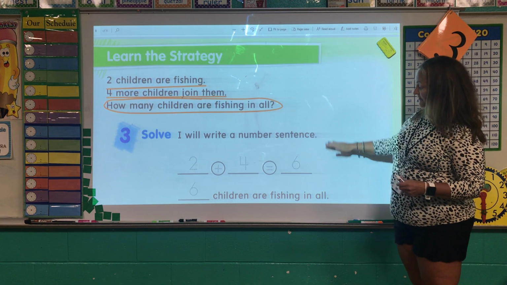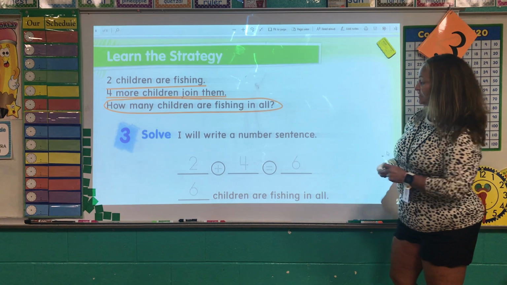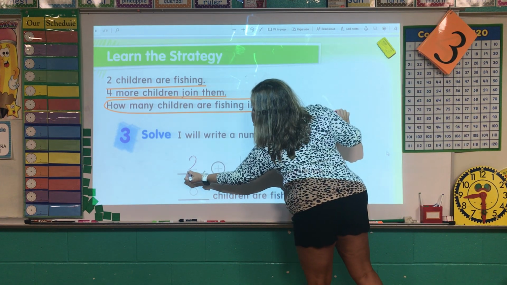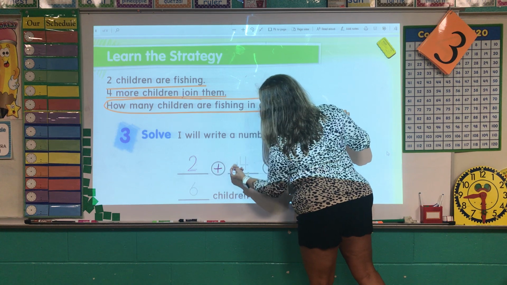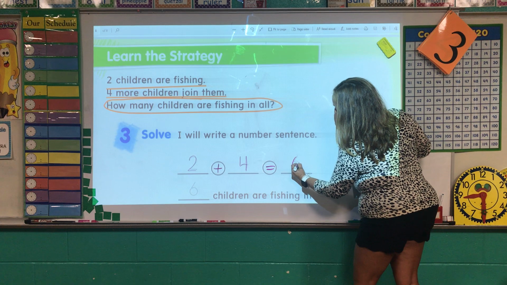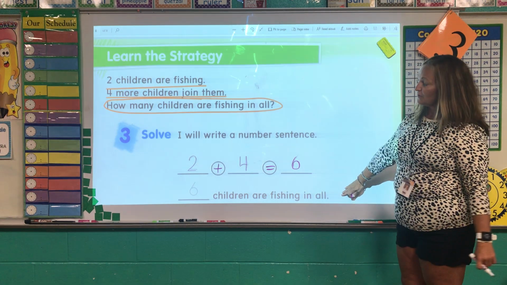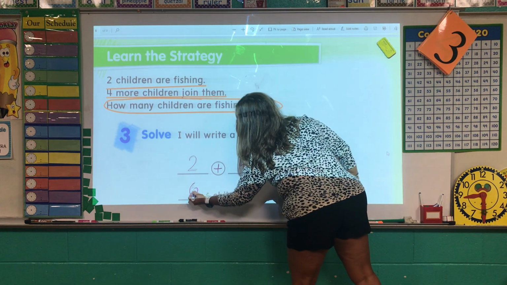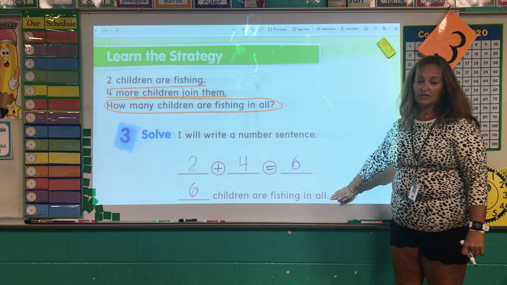So when you go to solve this, this is just what I did on the other page. We already did our number sentence back there. So you're just going to say there were 2 children fishing plus 4 more children fishing makes 6 children in all. If you're going to write your response in a complete sentence, down here, 6 children are fishing in all.